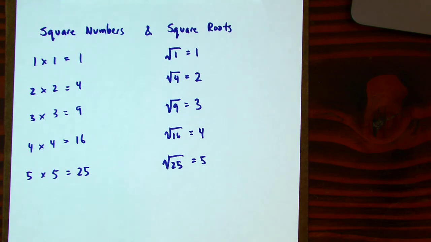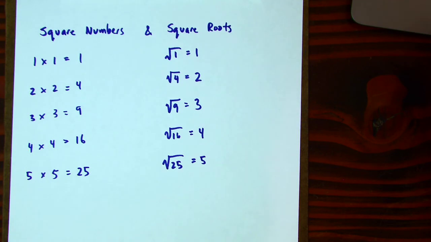Here we're going to talk about square numbers and square roots. So the first thing we need to do is be familiar with the sequence of square numbers. A square number is obtained by multiplying any whole number by itself. So 1 times 1 is 1, 2 times 2 is 4, 3 times 3 is 9, 4 times 4 is 16, 5 times 5 is 25, and so on.